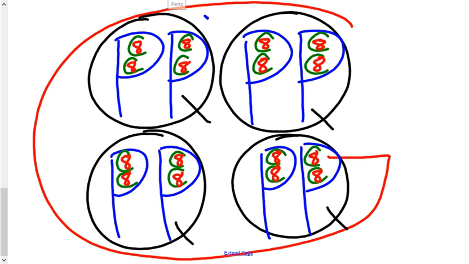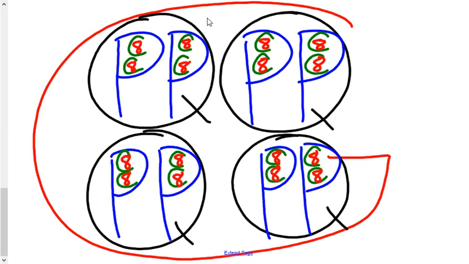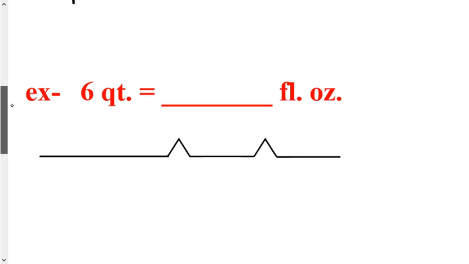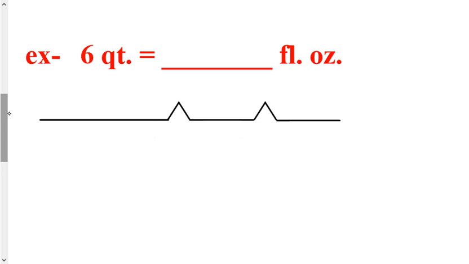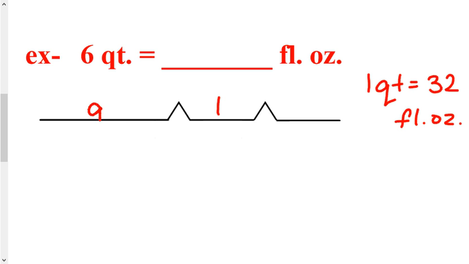I can look and say, well, if I look at 1 quart, 1 quart is equal to 2 pints, or 1 quart is equal to 4 cups, or 1 quart is equal to 4 times 8, which is 32 fluid ounces. And that's actually the fact that I need to solve this conversion we were looking at. 1 quart equals 32 fluid ounces. So I'm going to go ahead and set that up. 1 quart equals 32 fluid ounces.